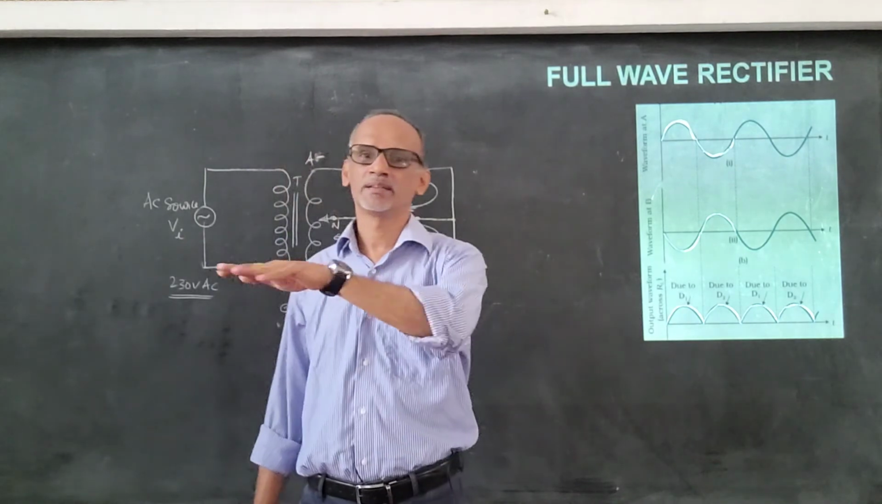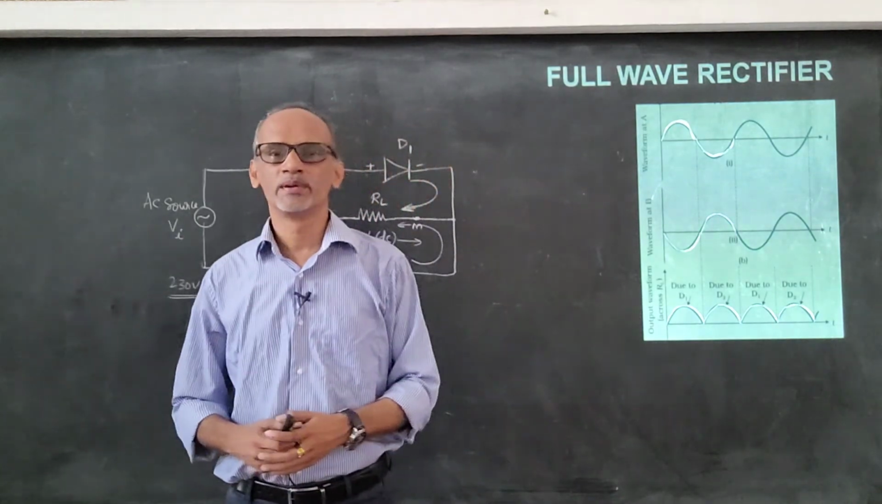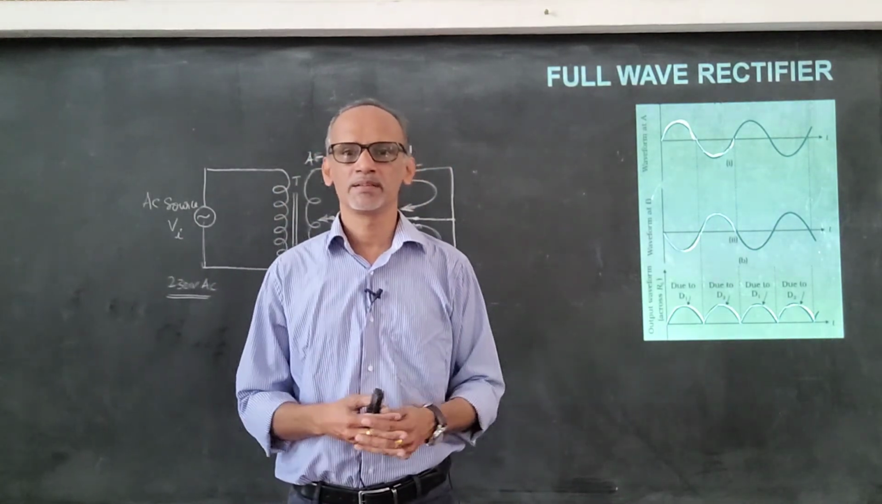So we can make it a constant or steady voltage with the help of another circuit, which is called a filter circuit.